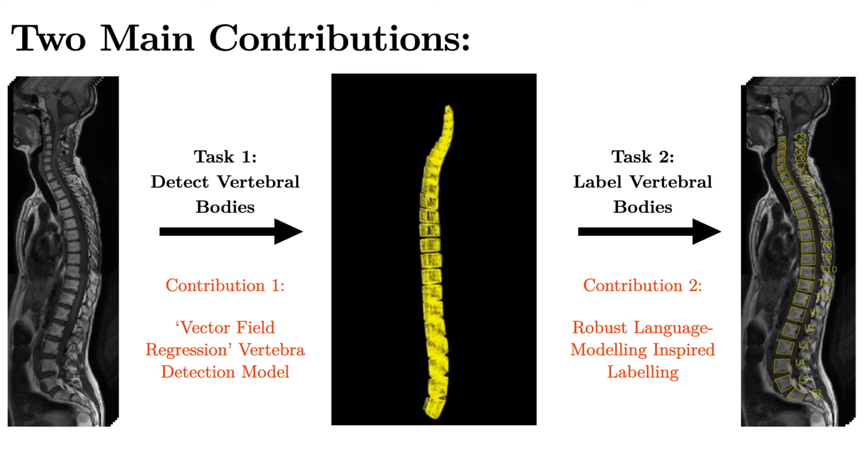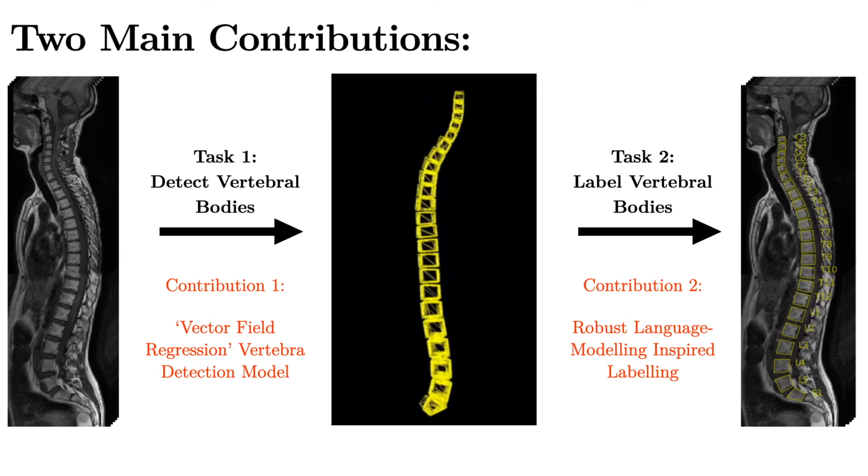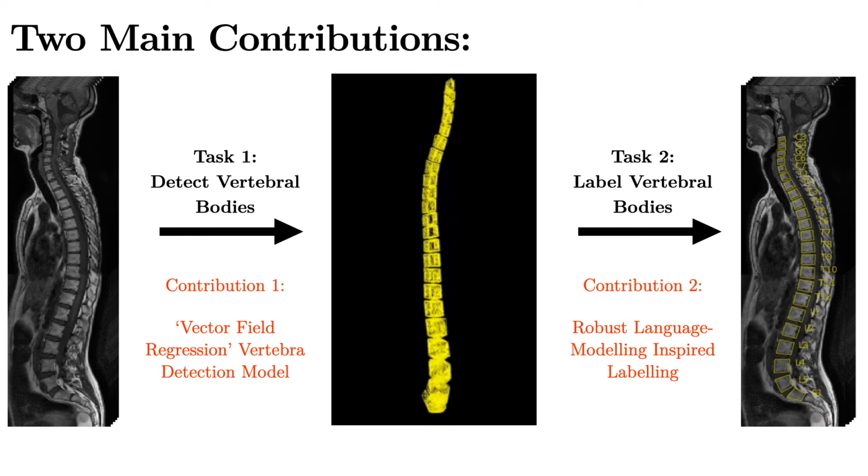For the first task we propose vector field regression, a novel method which allows us to detect vertebrae from a range of different fields of view in an expressive and flexible manner. For the second task we propose a new method of labelling detected vertebral bodies inspired by language modelling, improving on simply counting up from the bottom vertebra.